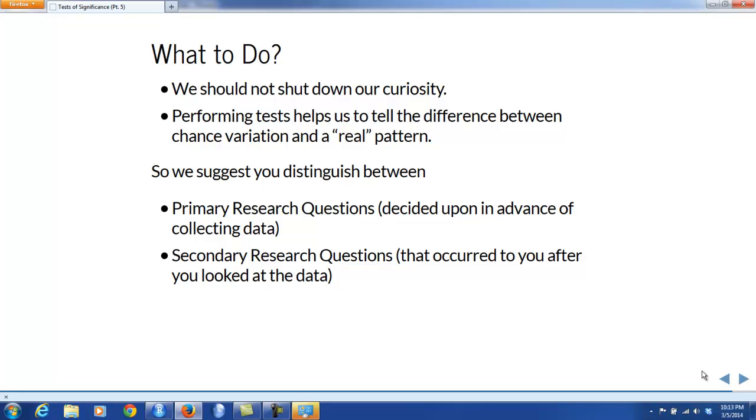So we suggest that if you do go ahead and perform tests based on patterns that you notice in data, that you distinguish between primary research questions, questions that you decided upon in advance of collecting data, and secondary research questions, ones that occurred to you after you looked at the data and saw an interesting pattern. With primary research questions, you plan to perform a test regardless of what the data looks like. With secondary research questions, the decision to perform the test came later and was based upon a pattern that you noticed and perhaps did not expect when you first gathered the data.